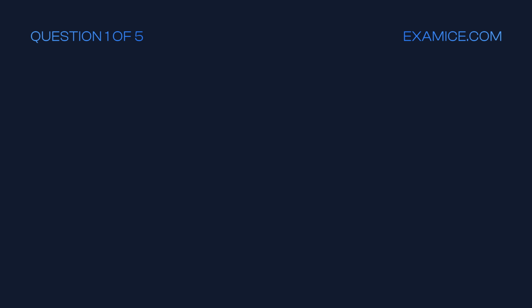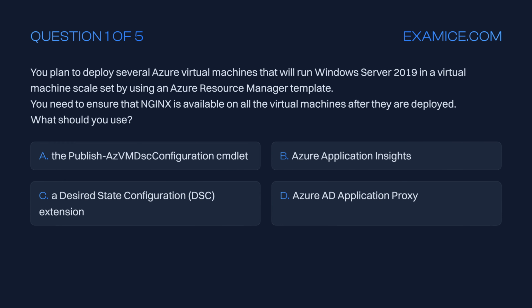Question 1. You plan to deploy several Azure virtual machines that will run Windows Server 2019 in a virtual machine scale set by using an Azure Resource Manager template. You need to ensure that NGINX is available on all the virtual machines after they are deployed. What should you use? Option A, the Publish as VM DSC configuration template. Option B, Azure Application Insights. Option C, a desired state configuration extension. Option D, Azure AD Application Proxy.